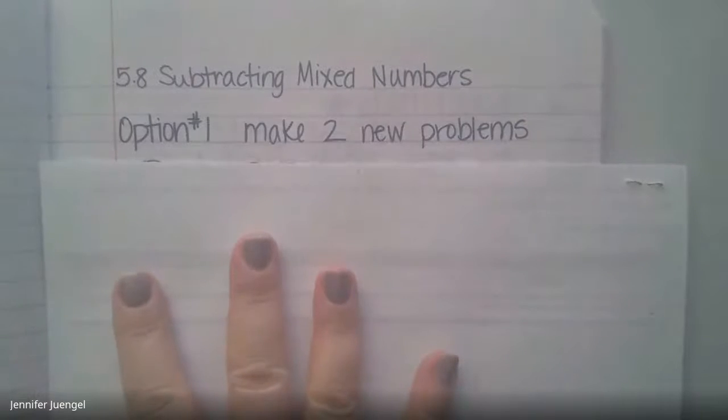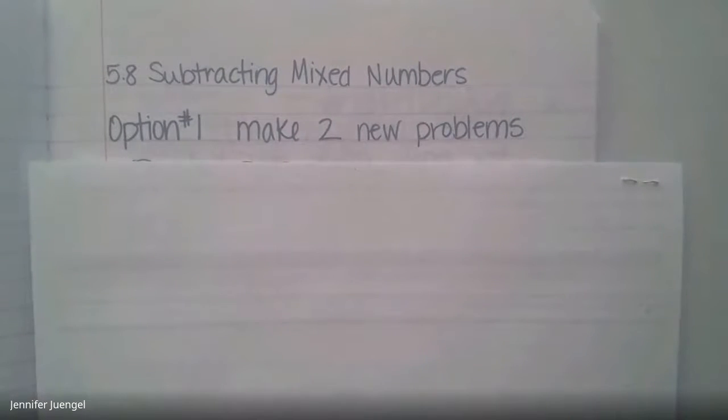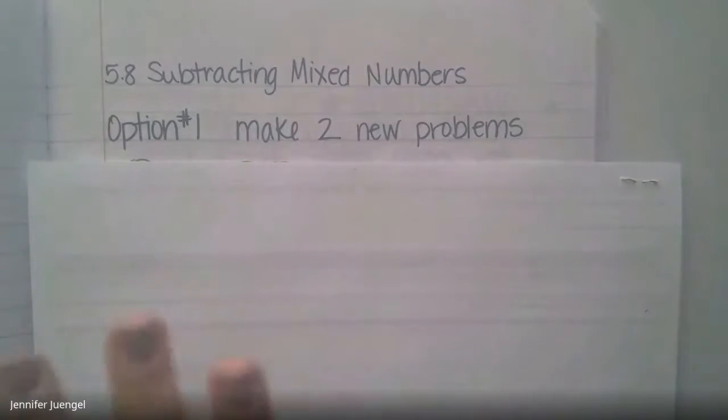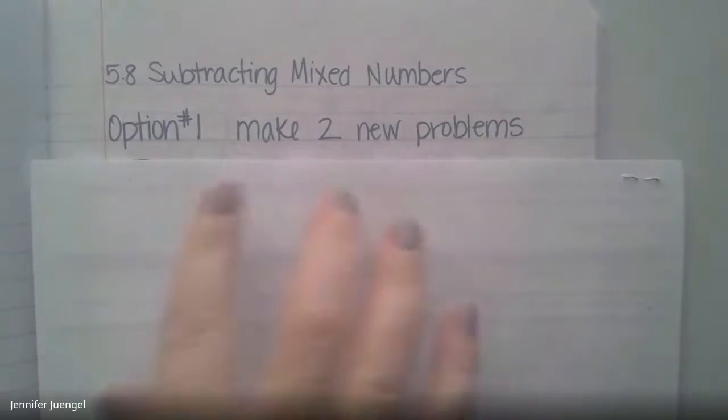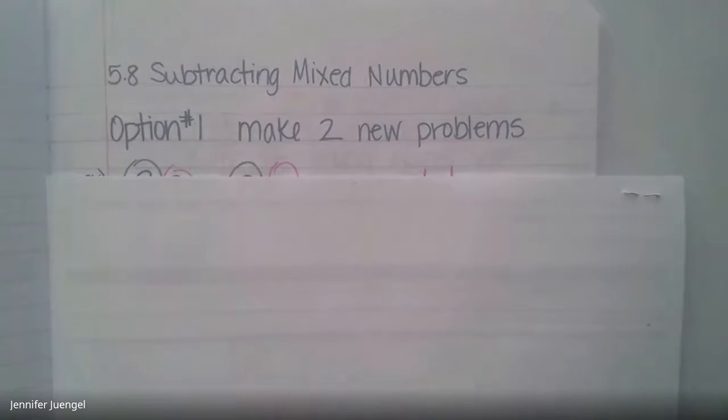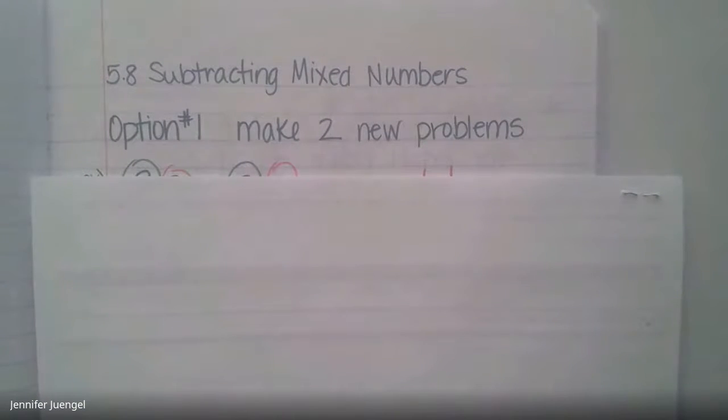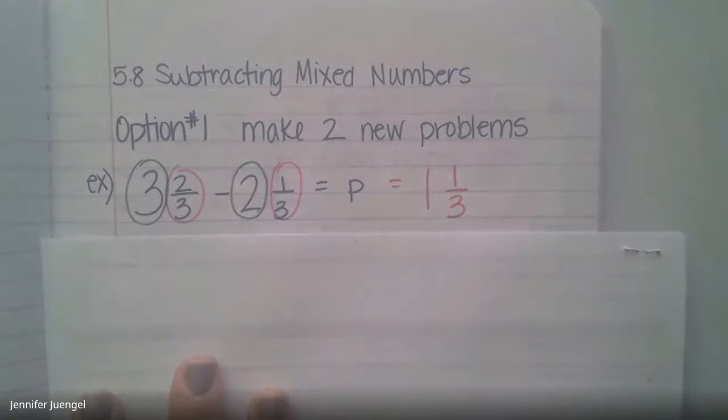So just like there were two options before when we were learning how to add mixed numbers, there are also two strategies for subtracting mixed numbers. Option number one is to do the exact same thing that we did with adding mixed numbers. Make two new problems, solve each problem, and then put those smaller answers back together. Here's an example of what I mean.